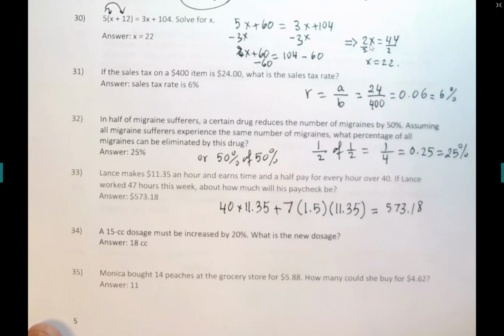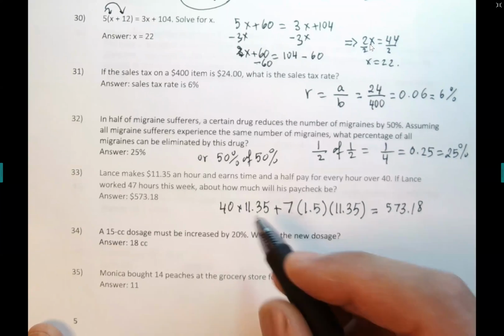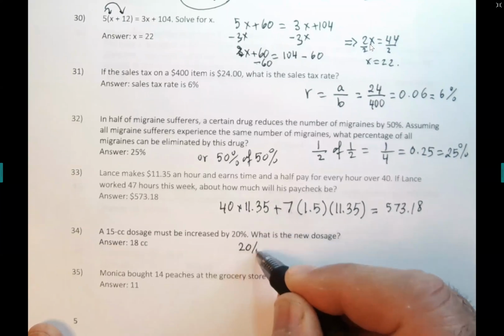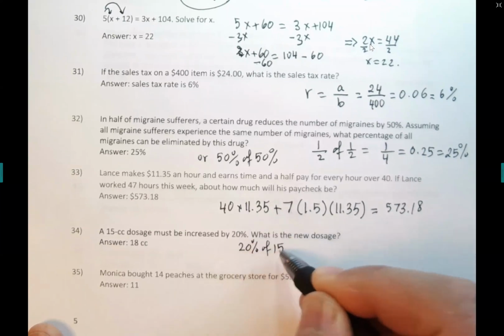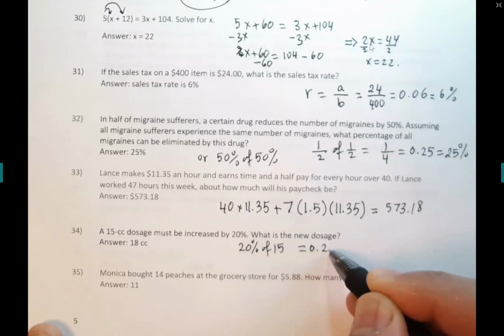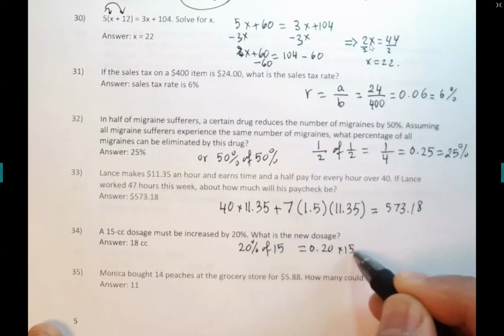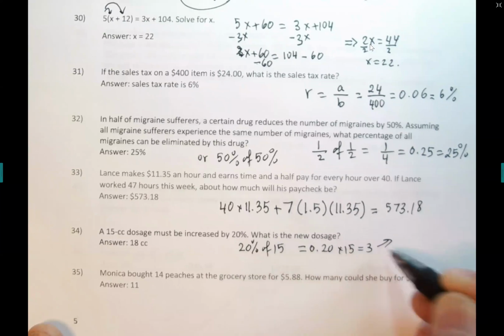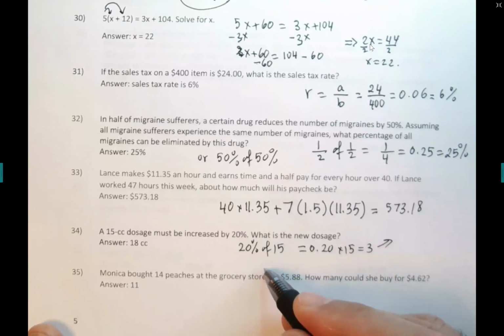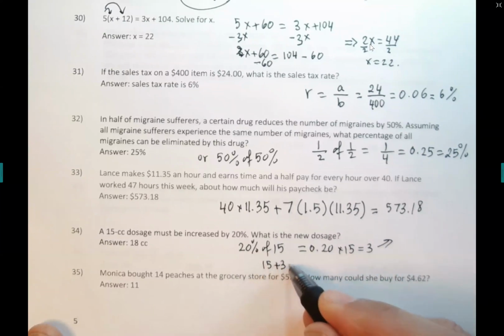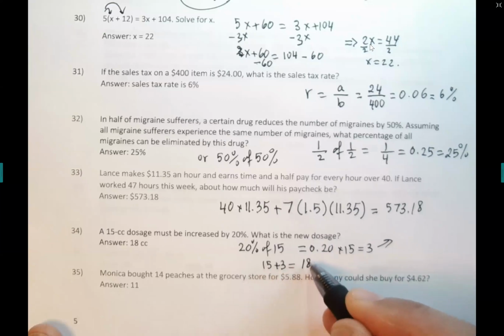34. A 15 cc dosage must be increased by 20%. What's the new dosage? So let's figure out the 20% of 15. 20%, guys, is 0.20 times 15, which is 3. So we need to up it by 3. So that will be what? 15 plus 3, because he wants the new dosage, not how much is the increase. If the question was how much is the increase, it would be 3, but he wants the new dose.